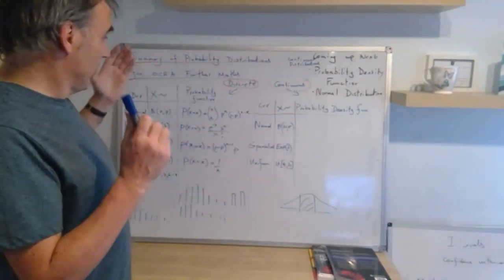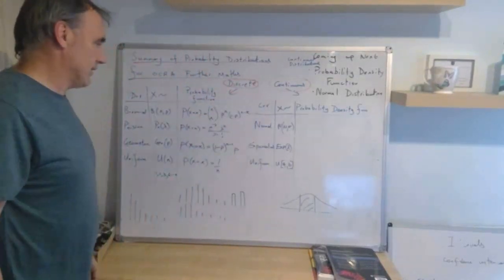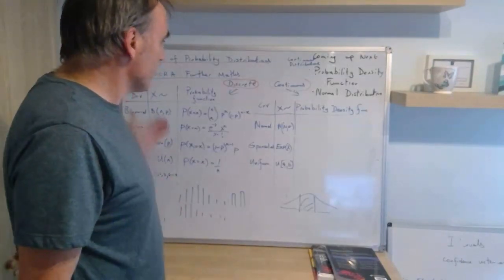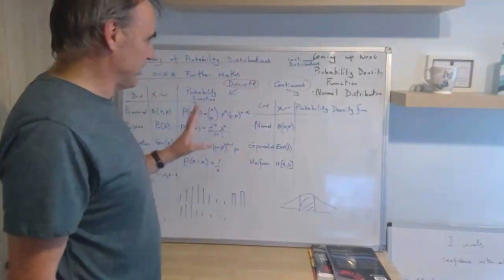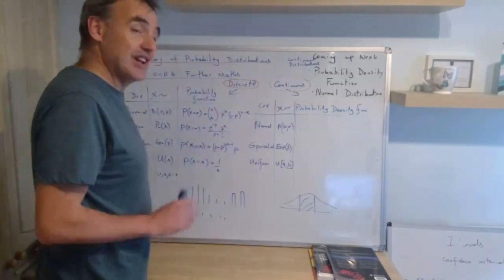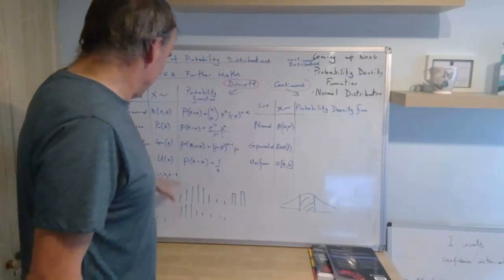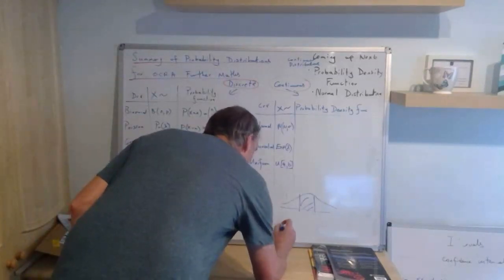In fact, when you talk about continuous, this is something that some students take some convincing on, but the probability of getting it bang on a particular exact value with a continuous distribution is 0. So that is something that's a bit counterintuitive.